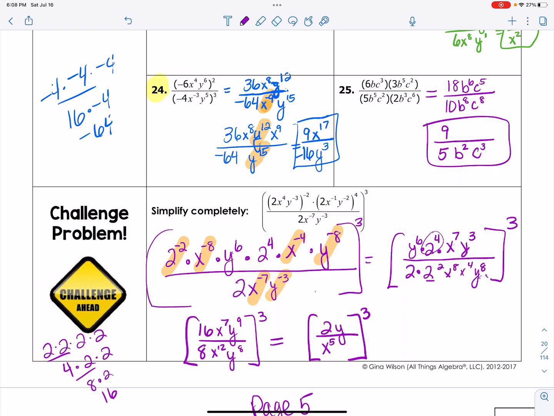There we go. Okay, so I'm going to put baby 1s on these, and now I'm going to cube them. 2 cubed is 8, y cubed over x to the 15th.